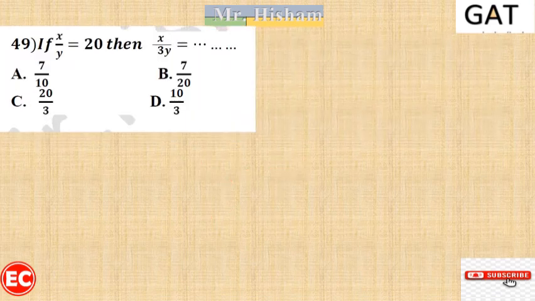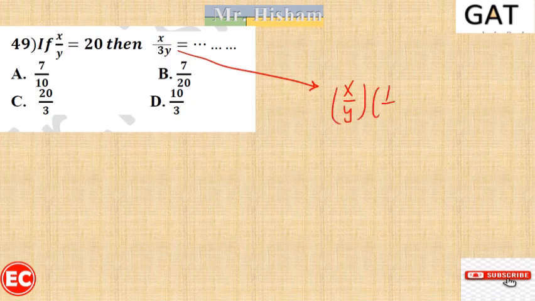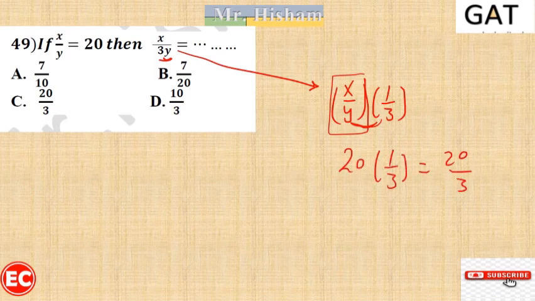Question 49. If x over y is equal to 20, what is the value of x over 3y? Let's discuss this answer. This is x over y, but multiplied by 1 over 3. Why? Because 3y is 3y here. And the value of x over y is equal to 20. So 20 multiplied by 1 over 3 is equal to 20 over 3. So the right answer is C.